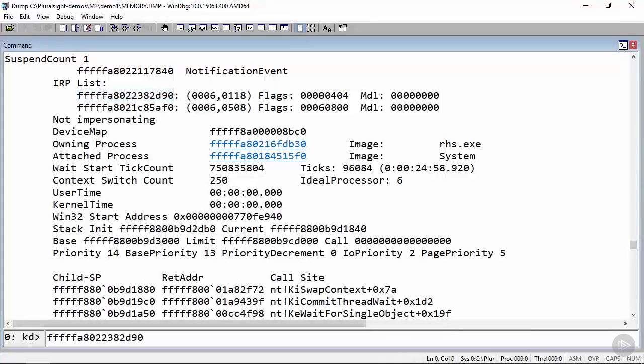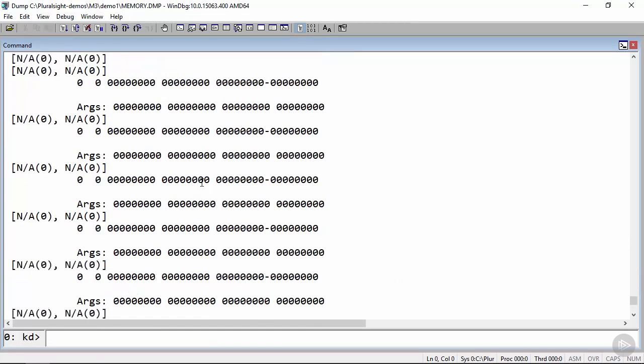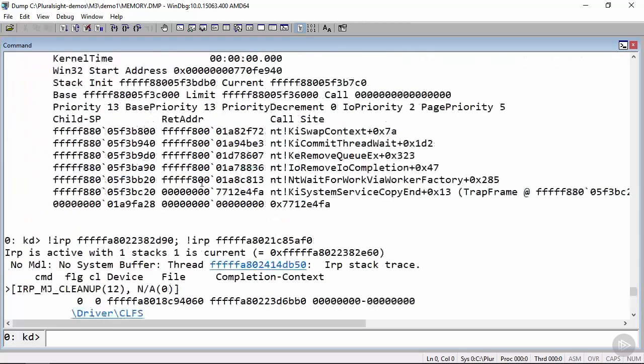What I'm going to do is essentially run the command !irp, giving it the address of that I/O request packet. I'm going to put a semicolon and then do another !irp and take a look at the other one too. This is how you can stream multiple debugger commands together. As I issue this command, it gives us lots of information about these I/O requests that were generated.